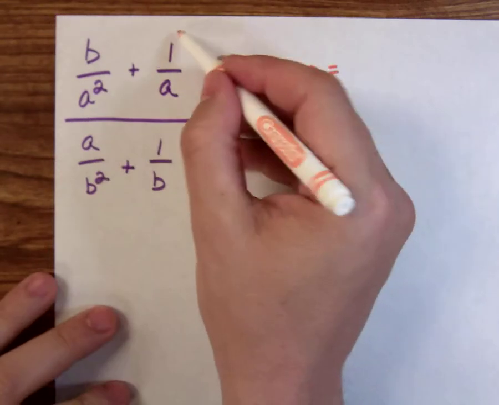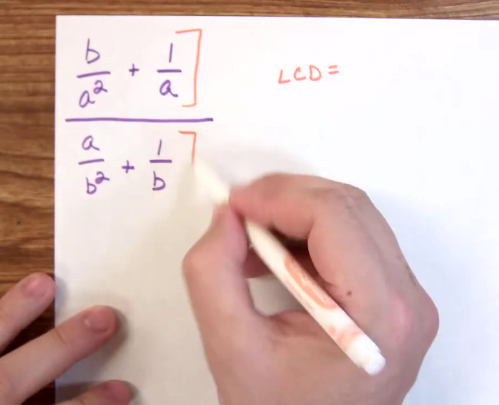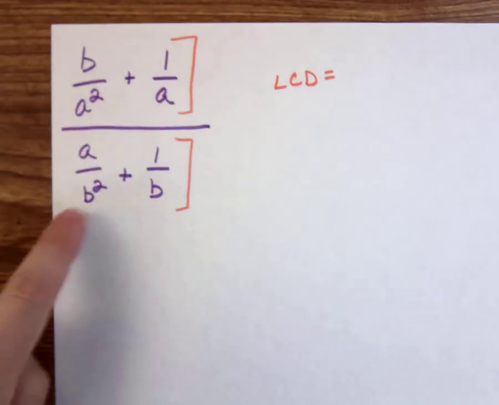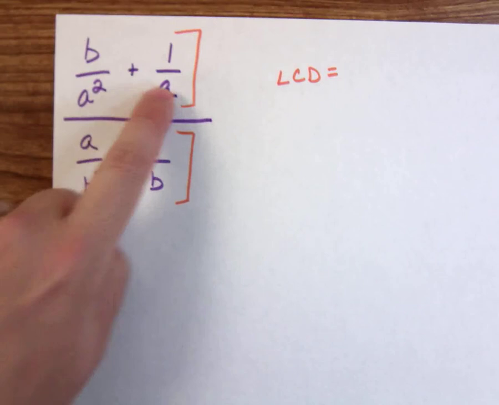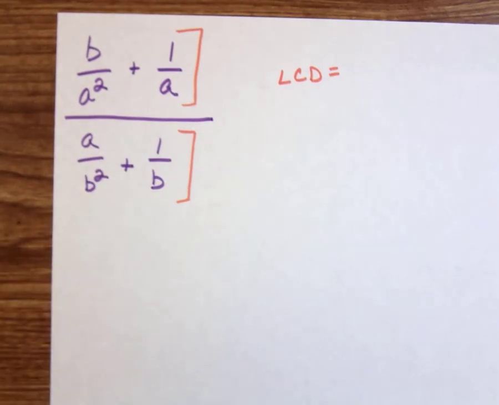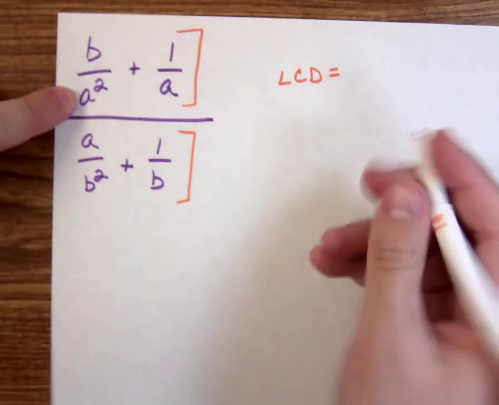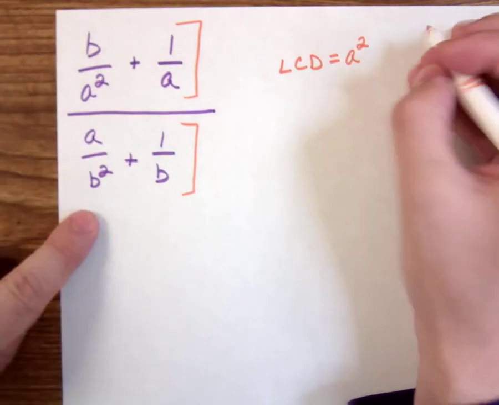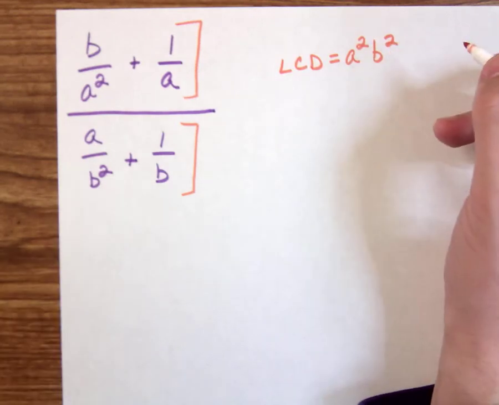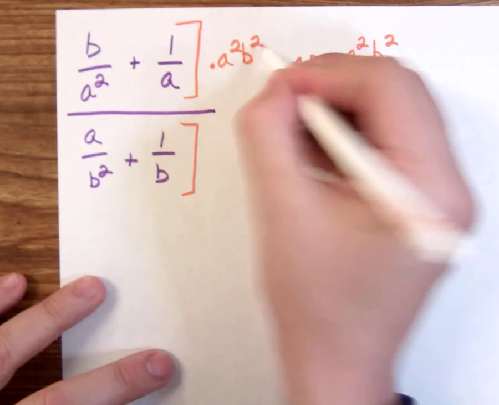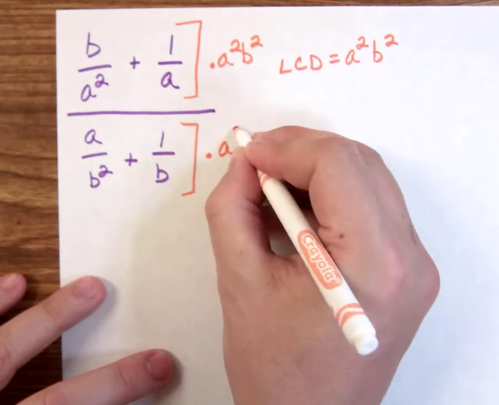Again, looking at this entire fraction and this entire fraction, what is the lowest common denominator of all four of these? A squared, A, B squared, and B. So obviously my factors are A and B, right? But what's the most that I have? What's the most A's I have? A squared, right? And what's the most B's I have in all four of them? B squared. So that's the lowest common denominator. So I'm going to multiply the top by A squared, B squared. And I'm going to multiply the bottom by A squared, B squared.